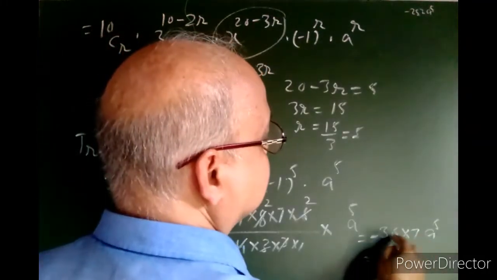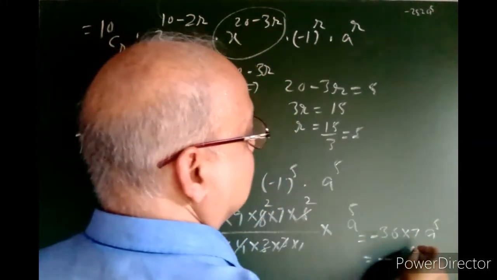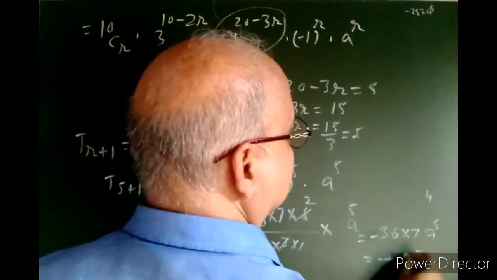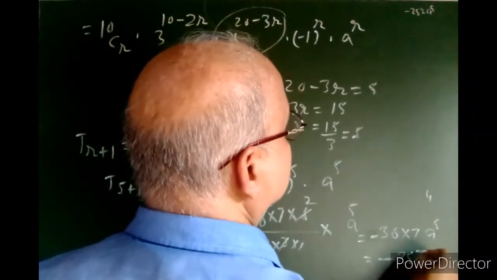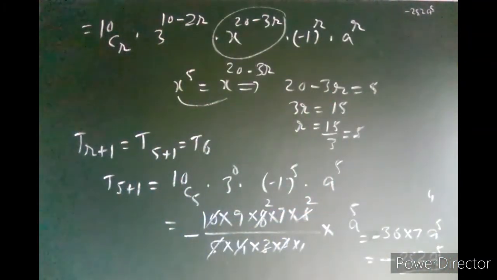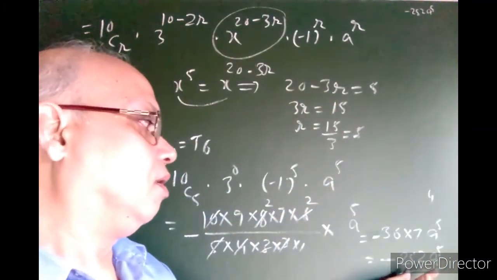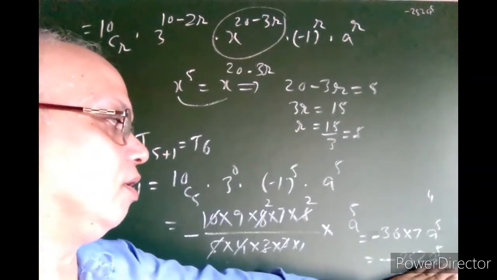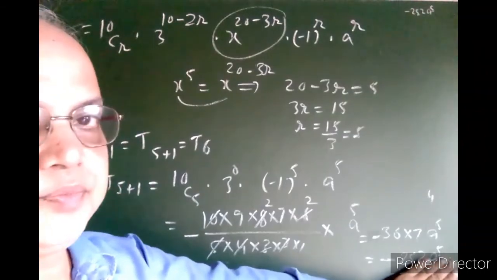Multiply this. 7 sixes are 42, 4 carry, 7 threes are 21 and 4, 25. 252 a to power 5. This will be the term of the coefficient of x to power 5. This will be clear.